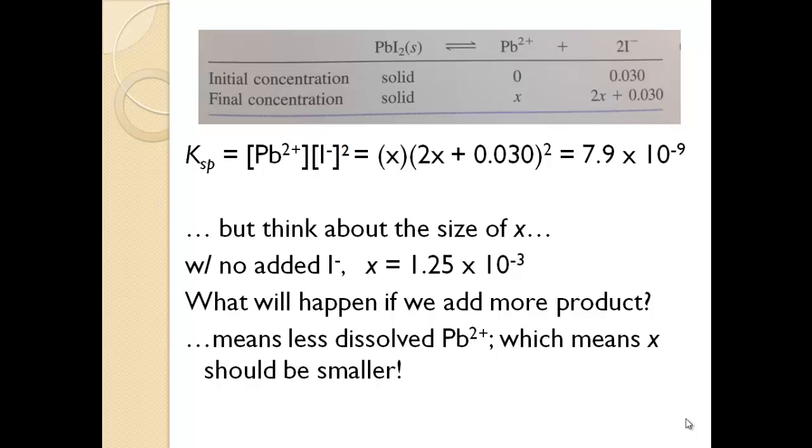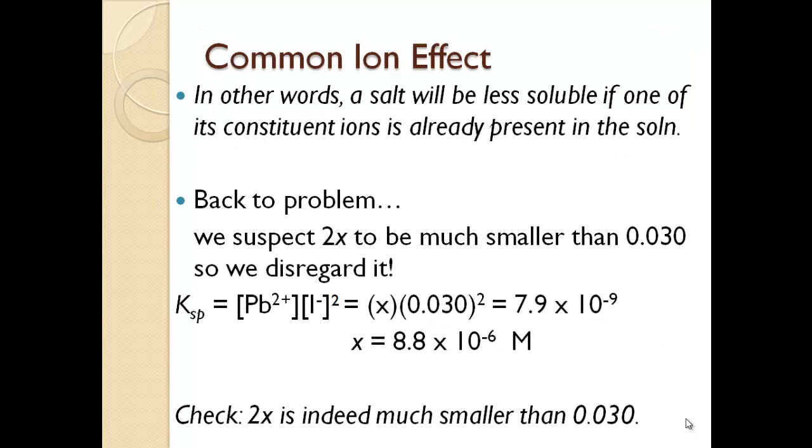So to make this equation a little bit simpler, because of that assumption that we're making, why don't we go ahead and disregard the 2X? Because I'm suspecting that 2X is going to be way smaller than that extra little bit that I've added, which is that 0.030. Because again, we're adding a product, so that equilibrium is going to shift towards the left, which also means that you're going to have a lower dissolved concentration of your Pb2+ ion, which is your X, which also means that it will be less for your 2X concentration. All of it is related.